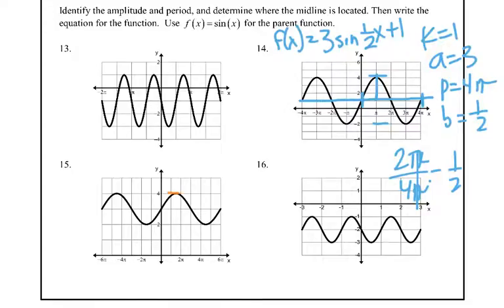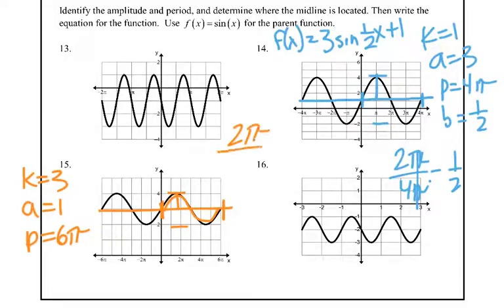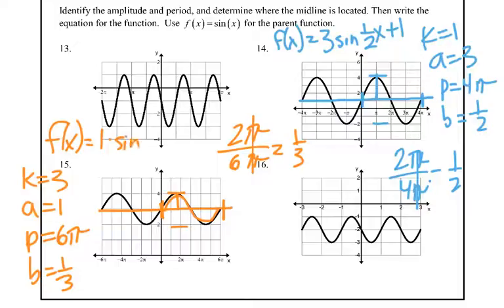Okay, number 15. Top, bottom. There's my midline at 3. My amplitude is in 3 to 4, so that's 1. My period starts here, goes to here, so that's 6 pi for a period, which means to find b, I go 2 pi divided by 6 pi. Pi is canceled. 2 over 6 is 1/3, so b is 1/3. So I go f of x equals amplitude times the sine of b times x plus k. And there's number 15. So if you know what you're doing, obviously it looks really simple, but these numbers for the most part are pretty easy to figure out.